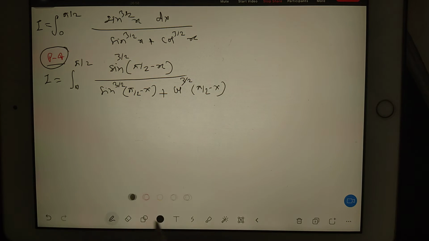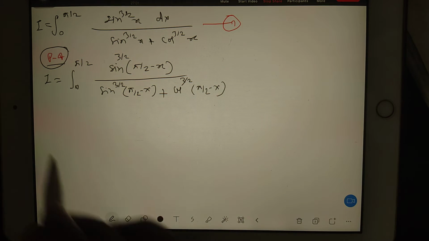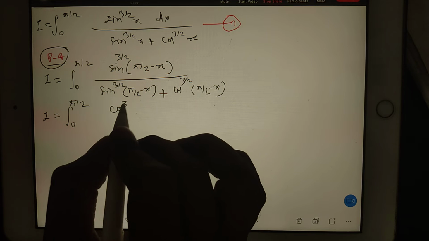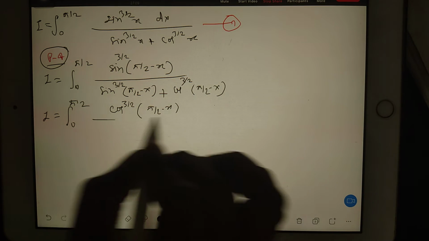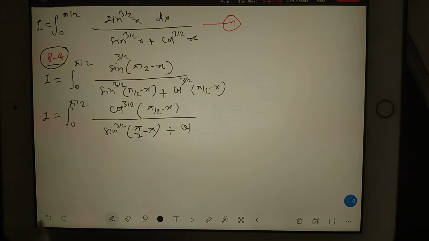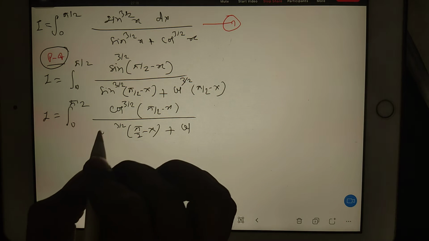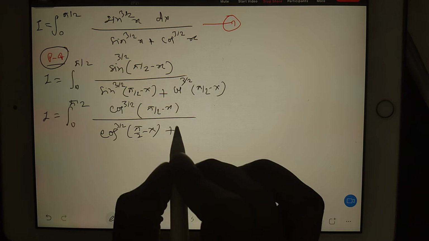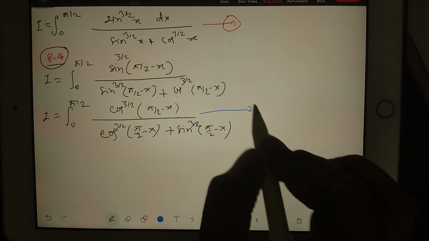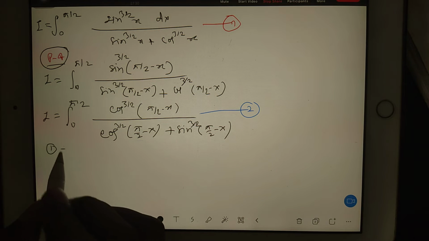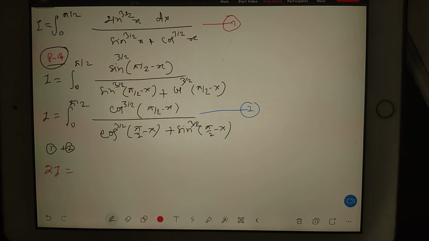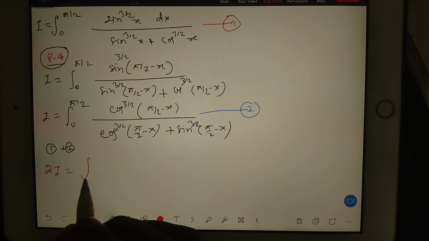So according to that you will replace the values. Before applying property 4, you will consider equation 1 and you solve for one more step. The integral from 0 to pi by 2, this will go as cos power 3 by 2 of pi by 2 minus x, and then sine 3 by 2 of pi by 2 minus x; sorry, I have to change this to cos and this to sine. Now this will be equation 2. Again the procedure is the same, you add 1 and 2. So on the left side you will have 2I, and on the right side when you add, you can see your denominator is absolutely the same, and the limit is also the same.